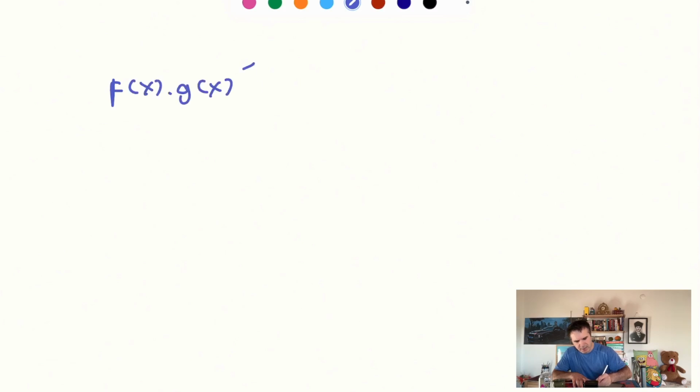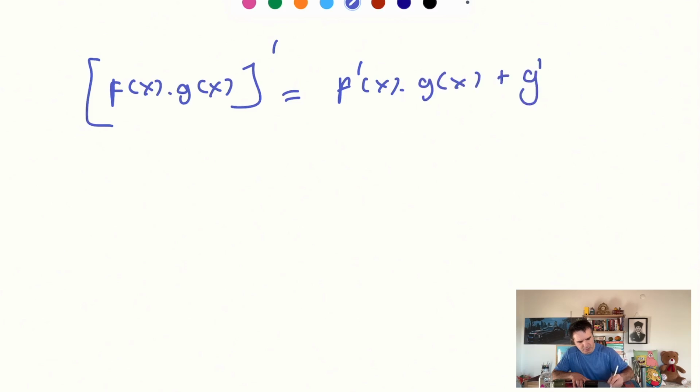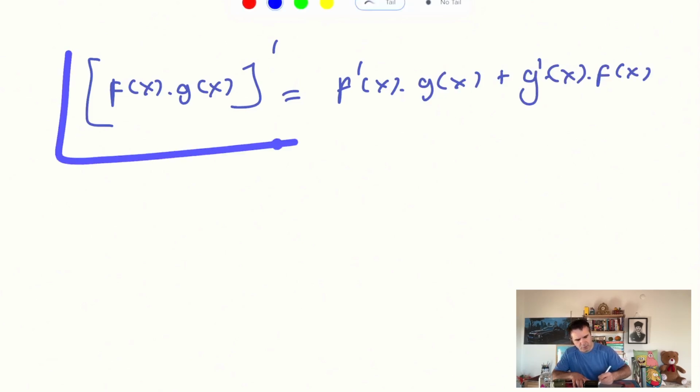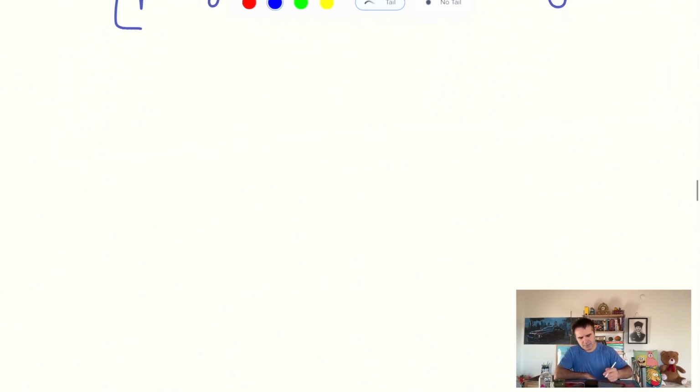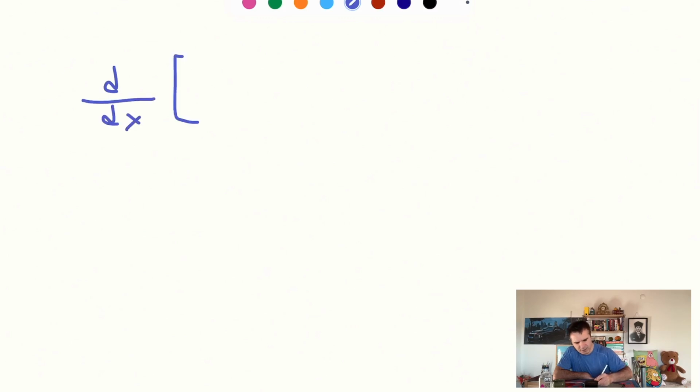We know that if we have a product of two functions f of x and g of x, the derivative of this product is f prime of x g of x plus g prime of x f of x. But now we will prove it using limits. Let's say d/dx of f of x times g of x.